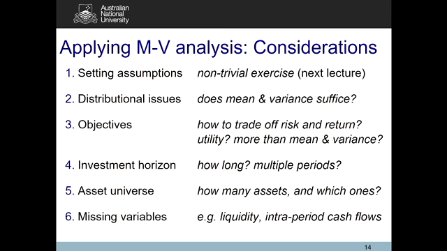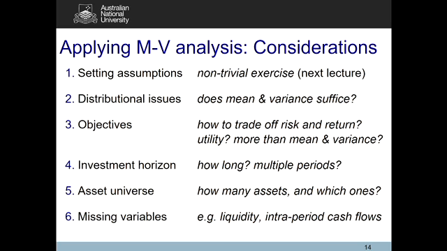So if you are going to apply mean variance analysis, so if you're going to use Solver, which I'll go through in a moment, there's a number of things you need to consider. The first is that you need to set assumptions. There's a range of different assumptions that you need to think about. It's a big deal, and that's going to be the focus of next week. Small changes in your input assumptions can have big impact on your results.